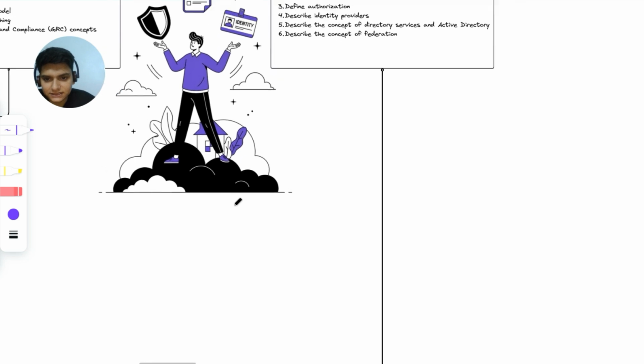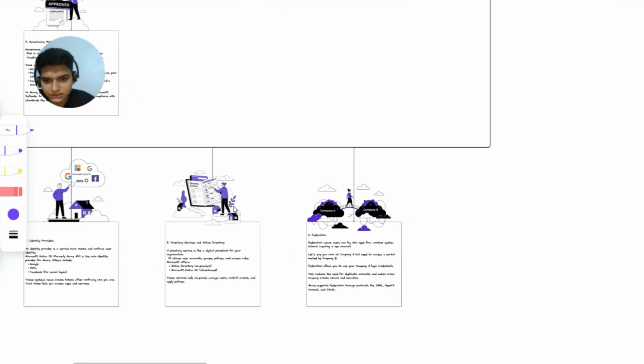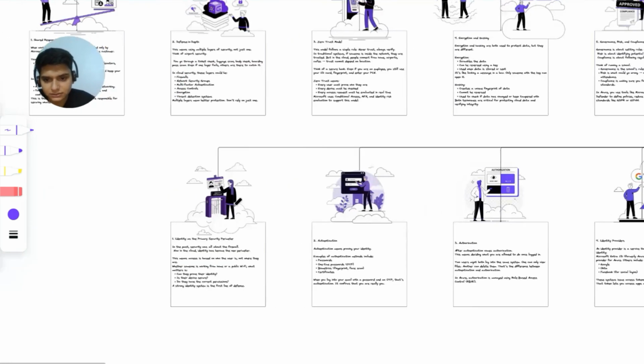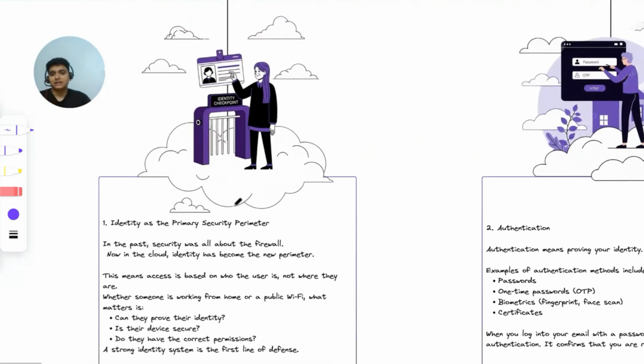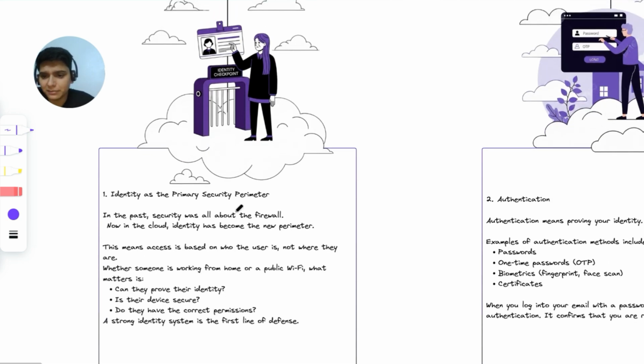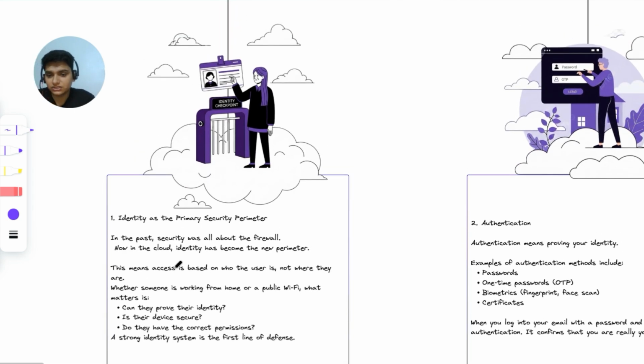So let's head on with identity concepts. What are identity concepts and their subpoints? Now, identity as the primary security perimeter. What do I mean by this? In the past, security was all about the firewall, right? Now in the cloud, identity has become the new perimeter.